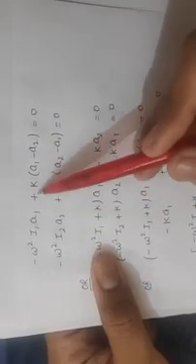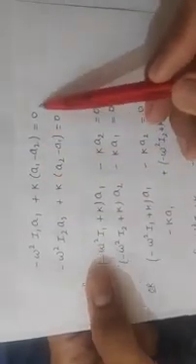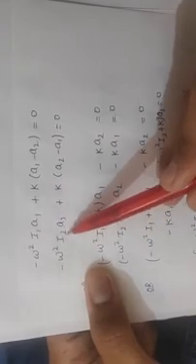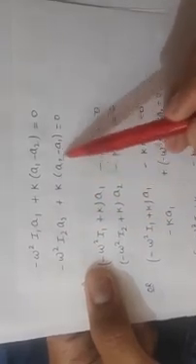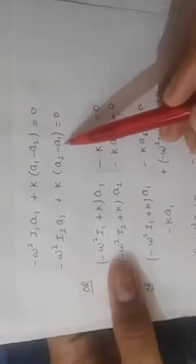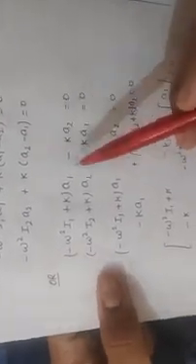So after putting the values, we are getting the equation: minus omega square I1 A1 plus k (A1 minus A2) equal to 0. And the second equation we are getting: minus omega square I2 A2 plus k (A2 minus A1) equal to 0, where A1 and A2 are the amplitudes according to theta 1 and theta 2.